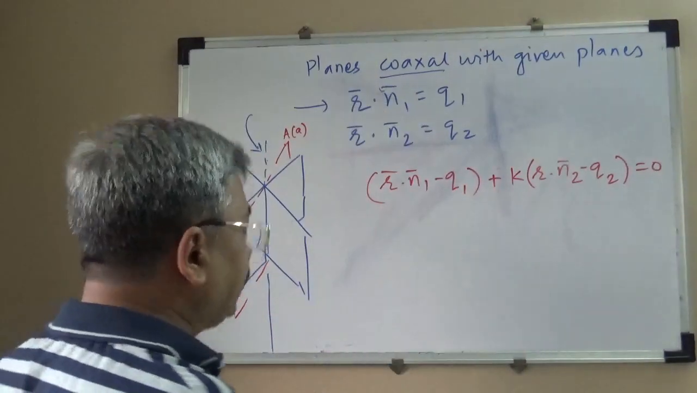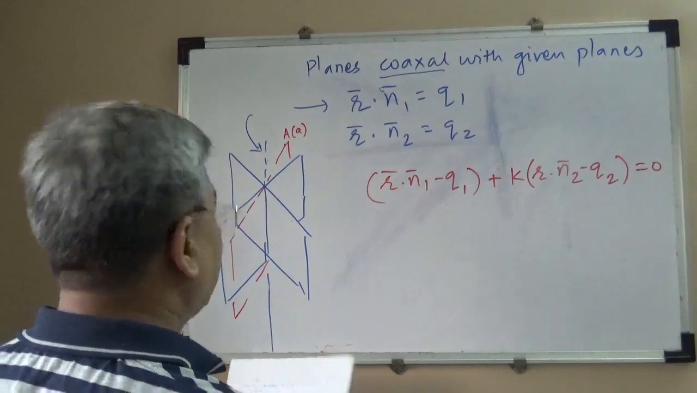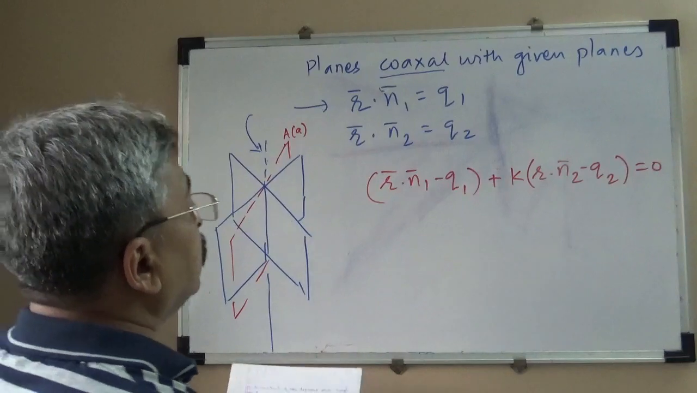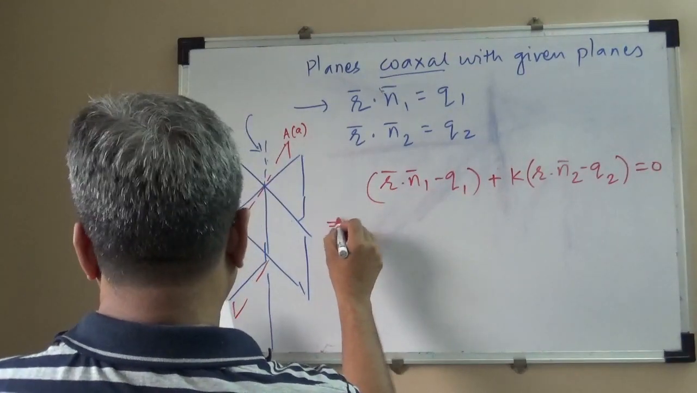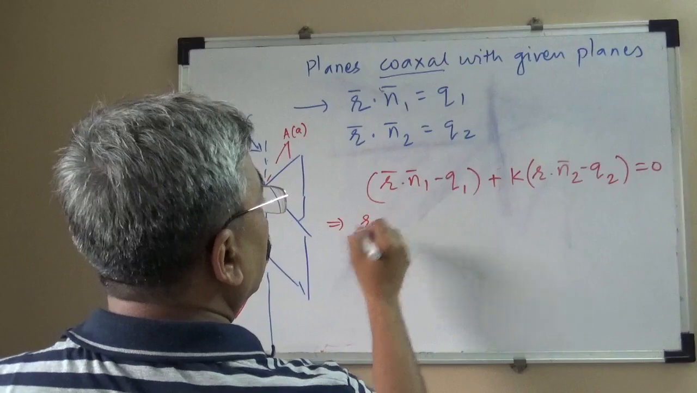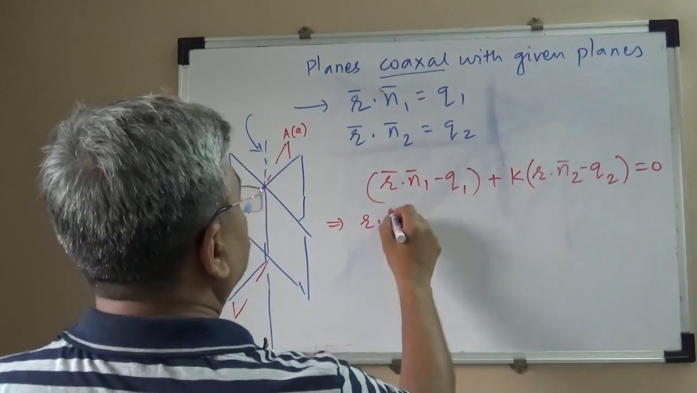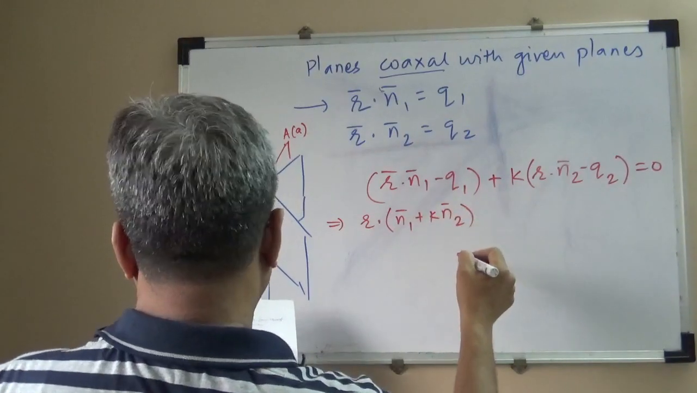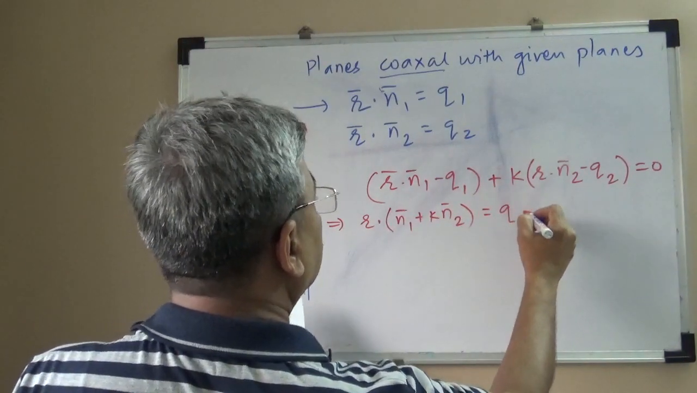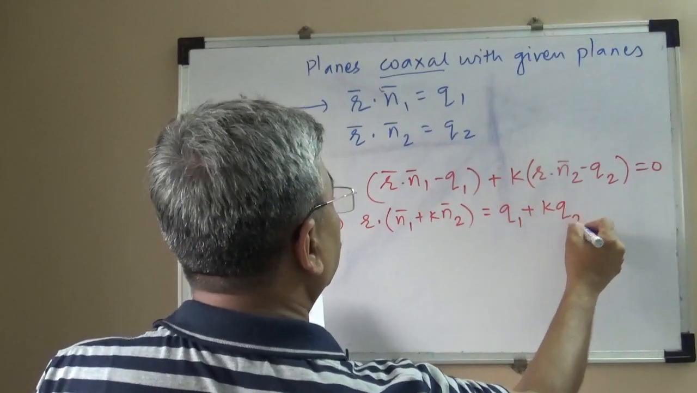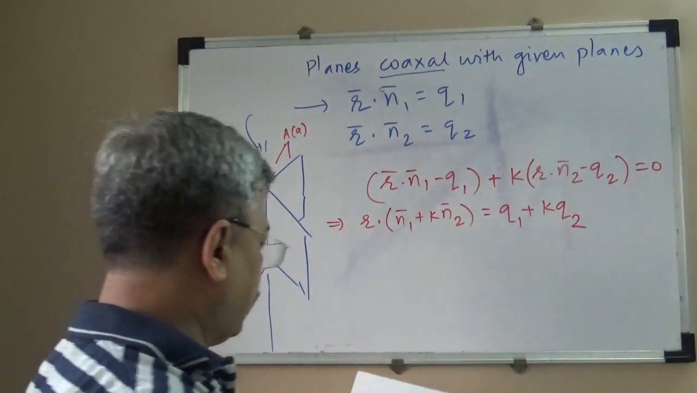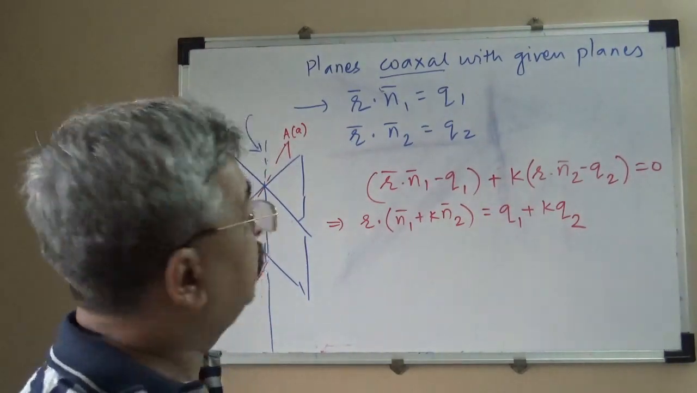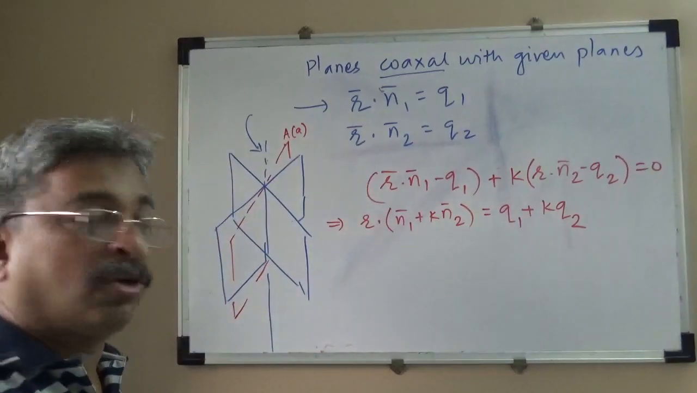Therefore now, if the plane has to pass through the given point A, let us just simplify this. This is going to be equal to r dot (n1 plus k n2) is equal to q1 plus k q2. This is the same equation, the line of intersection of these two planes. Now to find k, if we find the value of k for this A, then our job will be over.